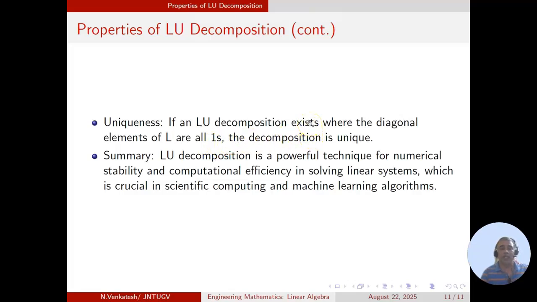And we had seen that this can be used to solve systems of linear equations efficiently where you have the same coefficient matrix.